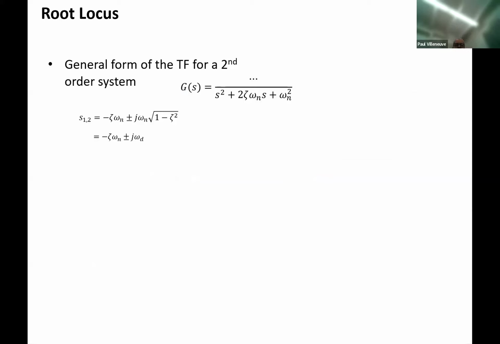So let's look at this transfer function first and figure out why we want to do this. Remember, our second order transfer function has this general form, s squared plus 2 zeta omega sub n s plus omega sub n squared. Zeta is the damping coefficient or damping constant, and omega sub n is the undamped frequency, right?